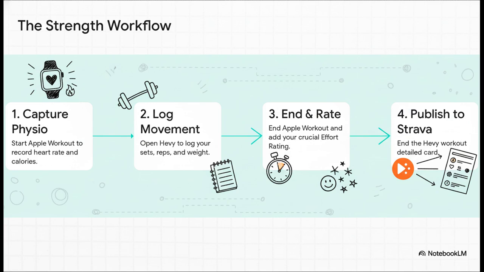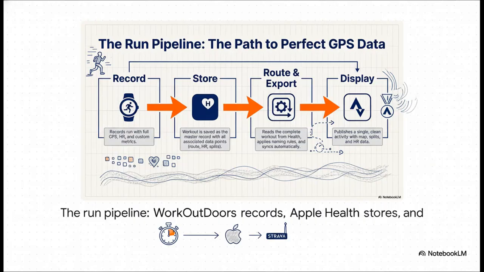At the same time, you open Hevy to log all your sets and reps. Now, when you're done, and this part is key, you end the Apple Workout first, add your effort rating, and then you end the Hevy workout. Hevy then publishes a beautiful, detailed summary straight to Strava while your private health data stays secure in Apple Health. Zero overlap. It's perfect.